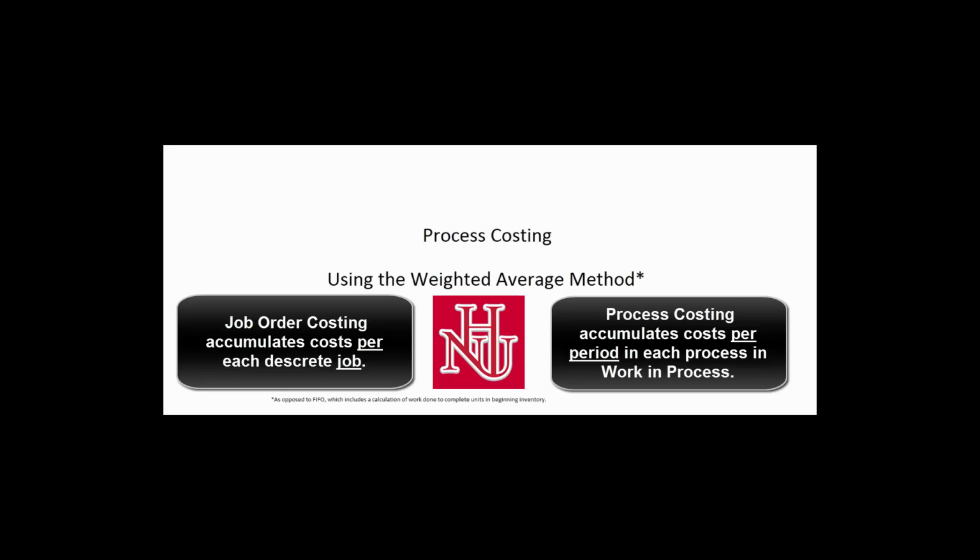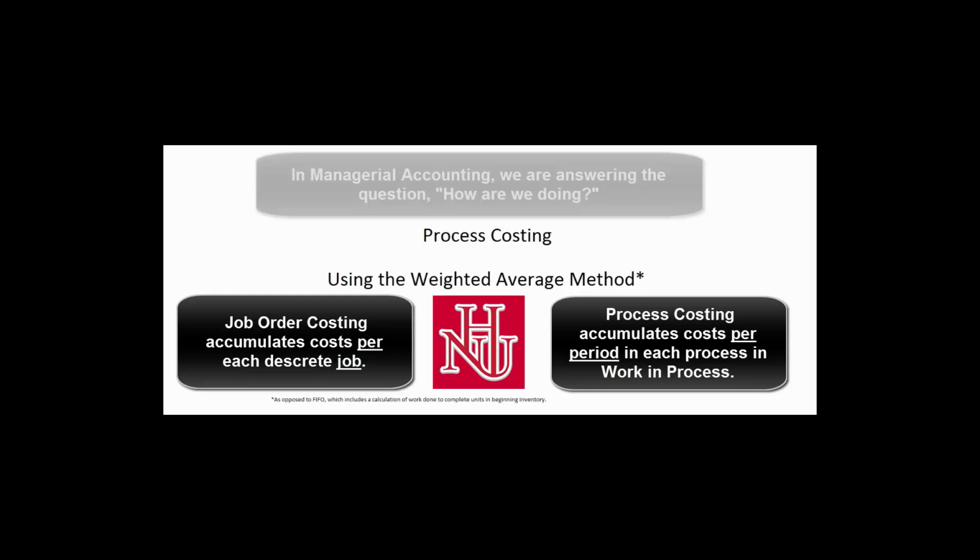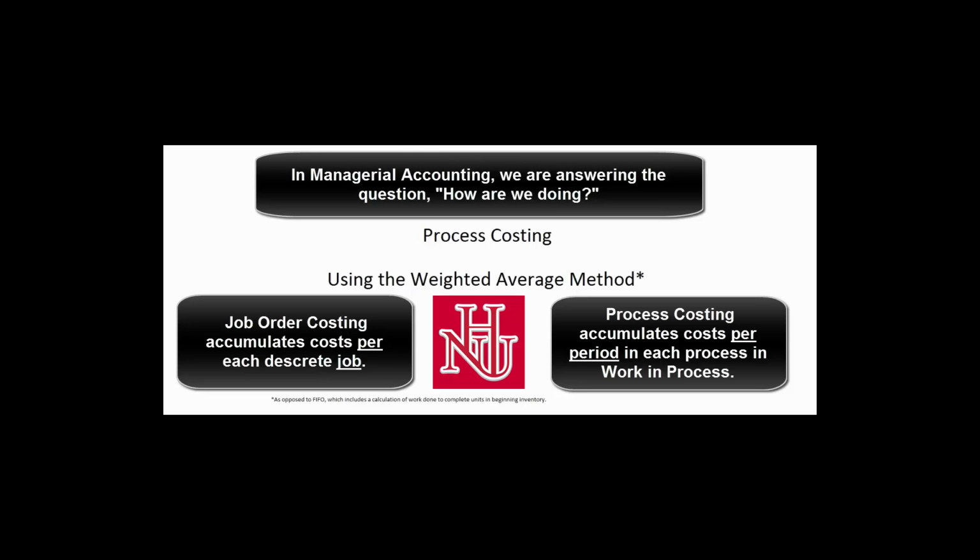So we want to tell management how much it's costing us per gallon to bottle it, how much it's costing us per gallon to make the syrup, and then month by month we can see whether our costs are going up or down. Because remember, in management accounting, we're answering the question, how are we doing? We're trying to help management.